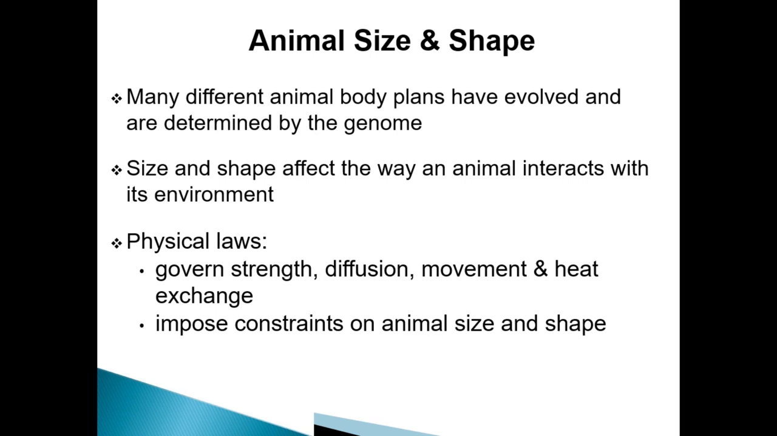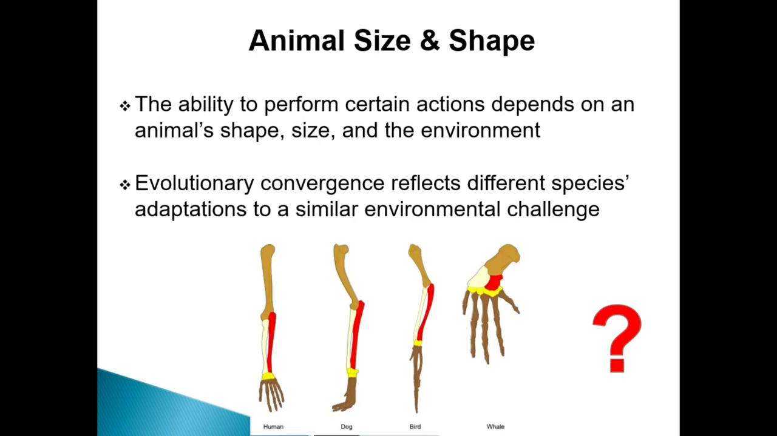It's for this reason that we don't have exceptionally large invertebrate organisms living on land, for example, because they simply would not have the structural support to hold such a large body with the effects of gravity on land. And so in general, the largest invertebrates are usually found in aquatic environments. The ability to perform certain actions depends on the animal's shape, size, and environment.